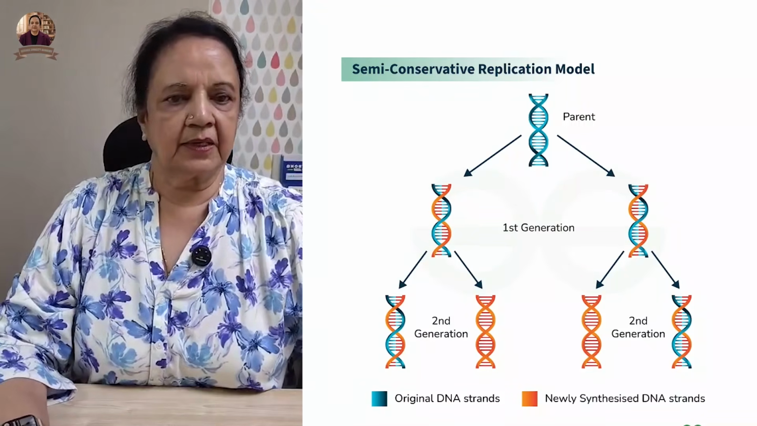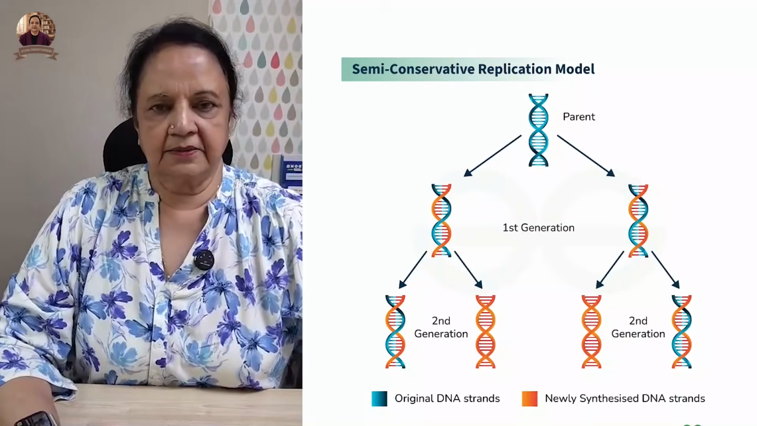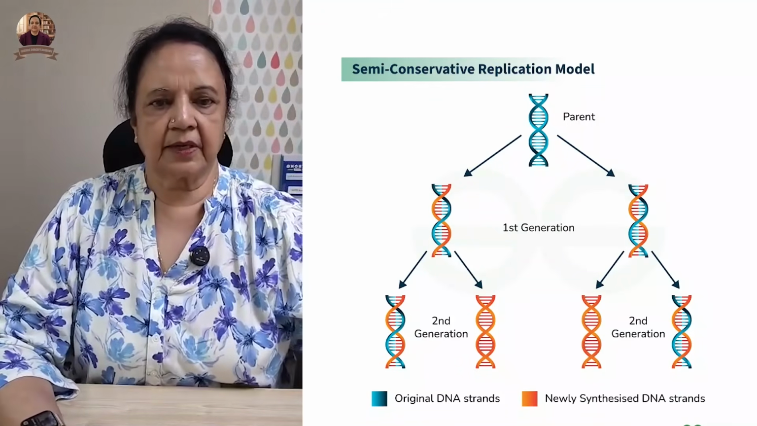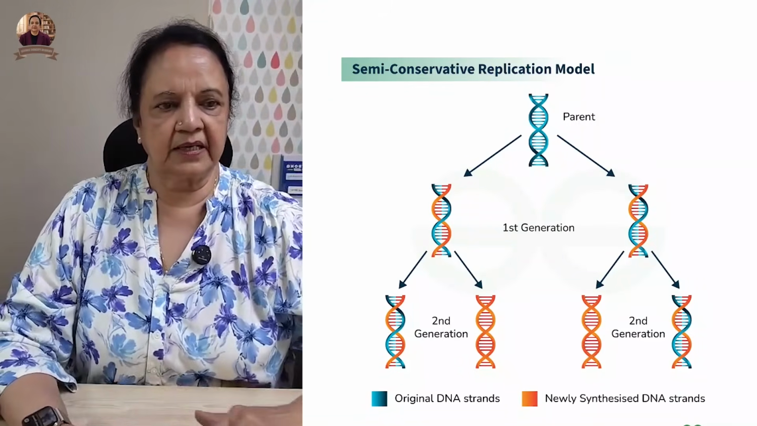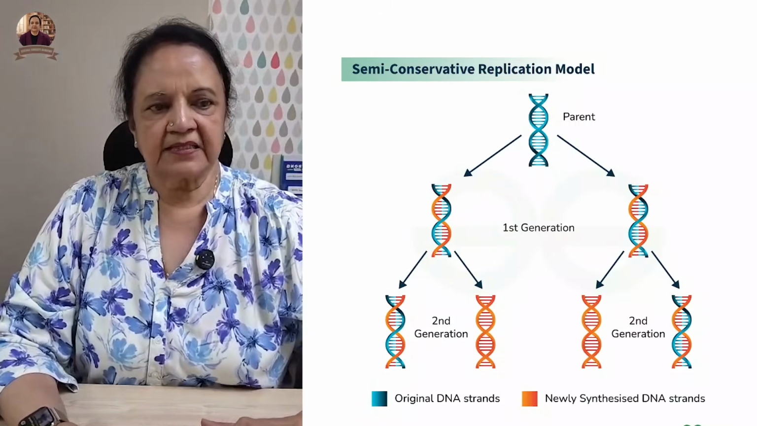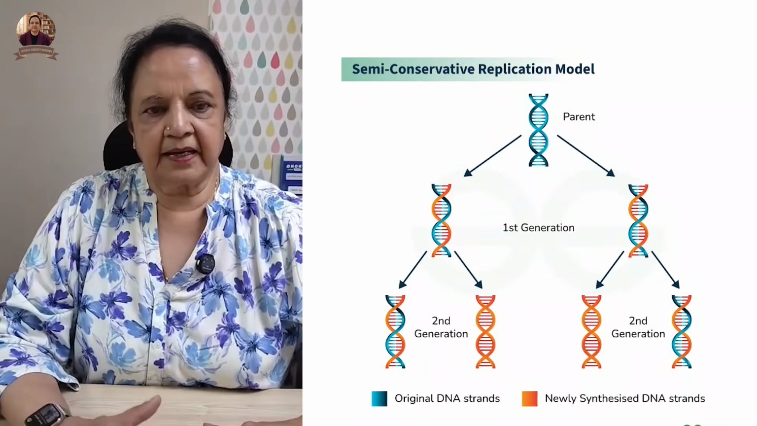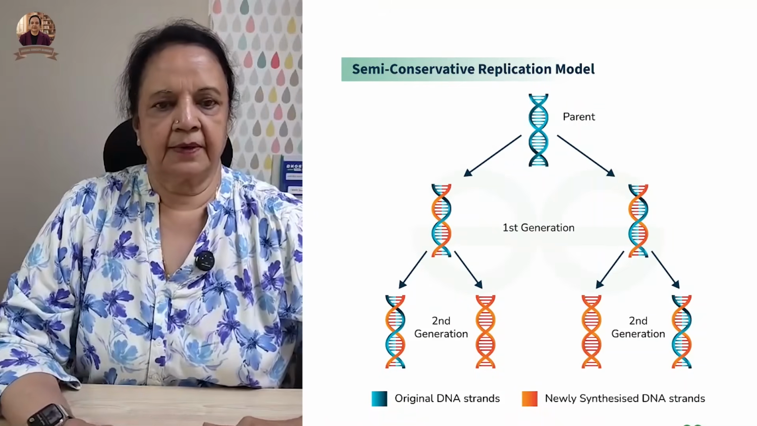Chapter 5, Molecular Basis of Inheritance. Question 1: Describe semi-conservative DNA replication. Explain the Meselson and Stahl experiment.